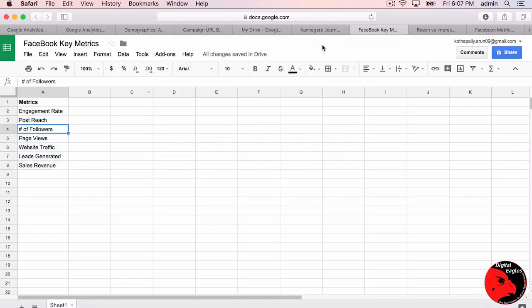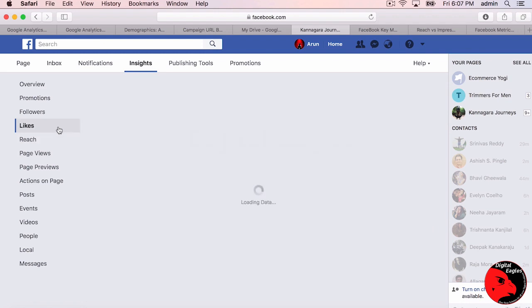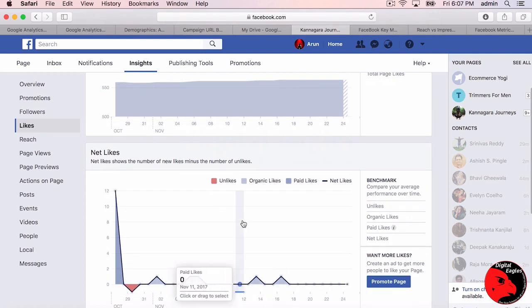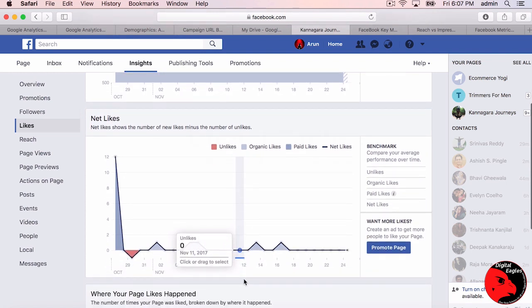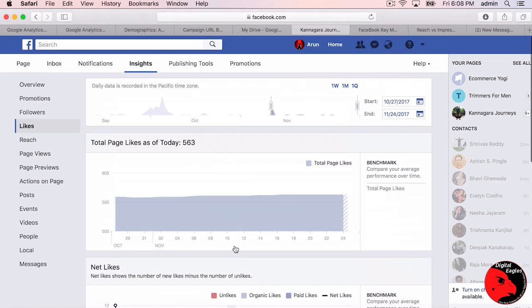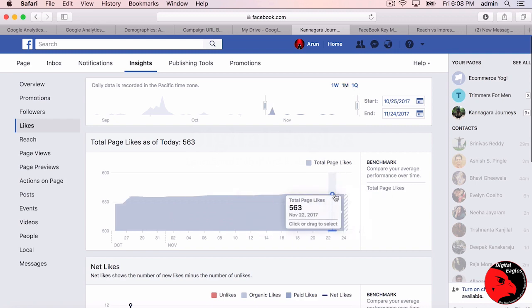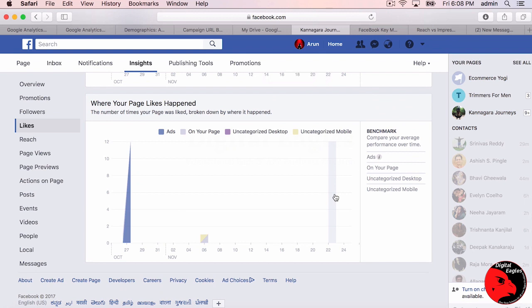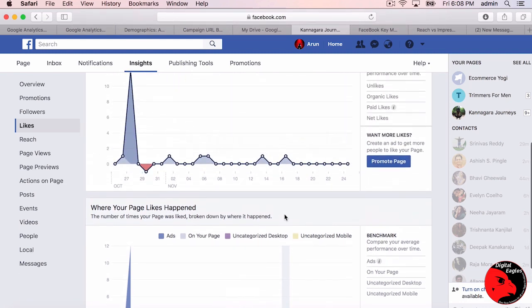Next is the number of followers, number of fans, likes. If you go to likes, total page likes stand at 563. Net likes, this is an important thing. So net likes you have gained over the period of 2 months or 28 days, whichever. If I pick 1 month, it gives you 1 month net likes. And it also tells you where your page likes happened. For instance, did it happen on a mobile device or an ad? Are your ads generating Facebook likes? Did it happen on your page or desktop?